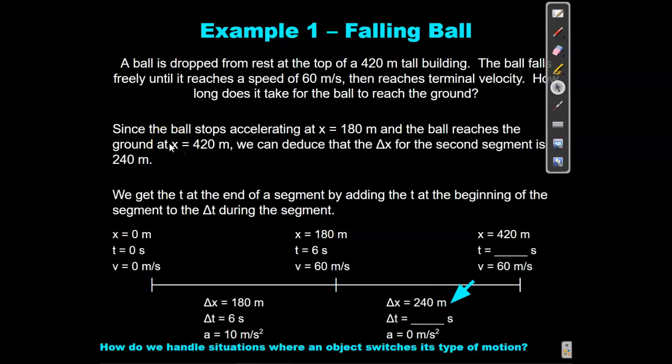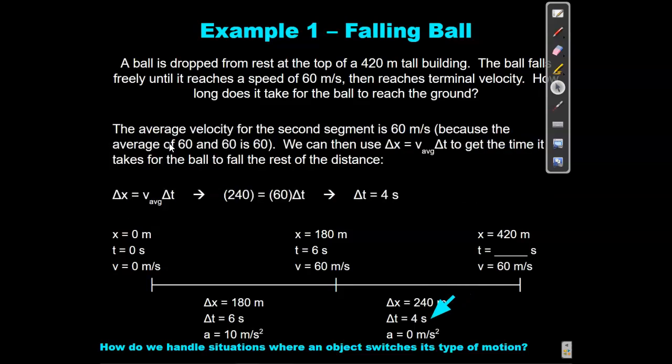Since the ball stops accelerating at position equals 180 meters, and the ball reaches the ground at position equals 420 meters, we can deduce that the displacement for the second segment is 240 meters, the final minus the initial. The average velocity for the second segment is 60 meters per second, because the average of 60 and 60 is 60.